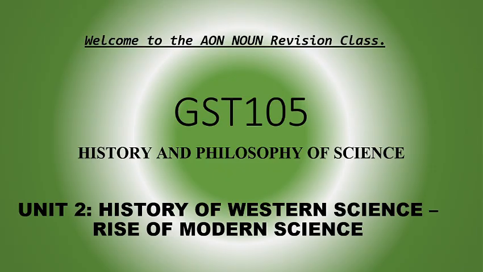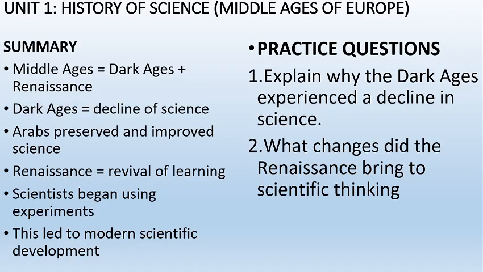So let's take a brief summary of what we discussed in our last class. Unit 1 for Module 2 of GST105 is talking about the history of Western science for the Middle Age.